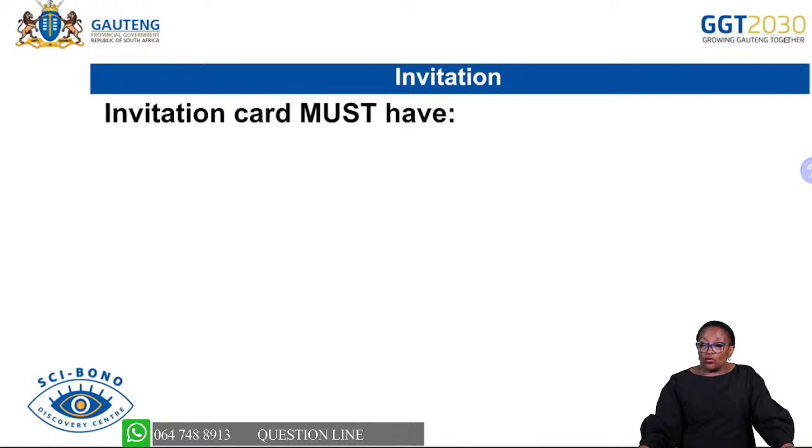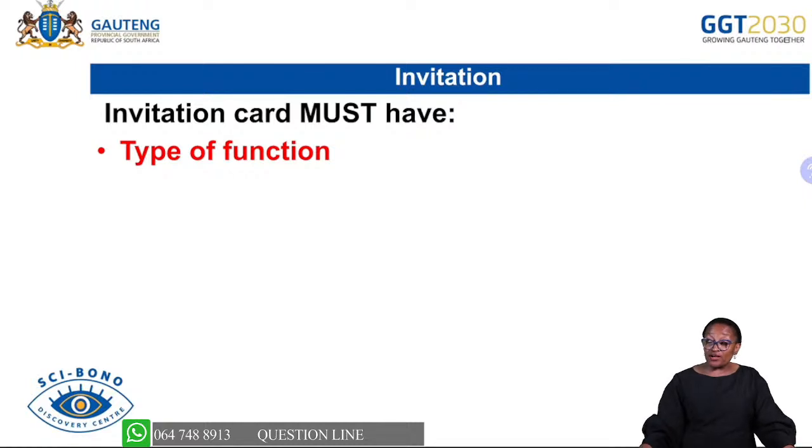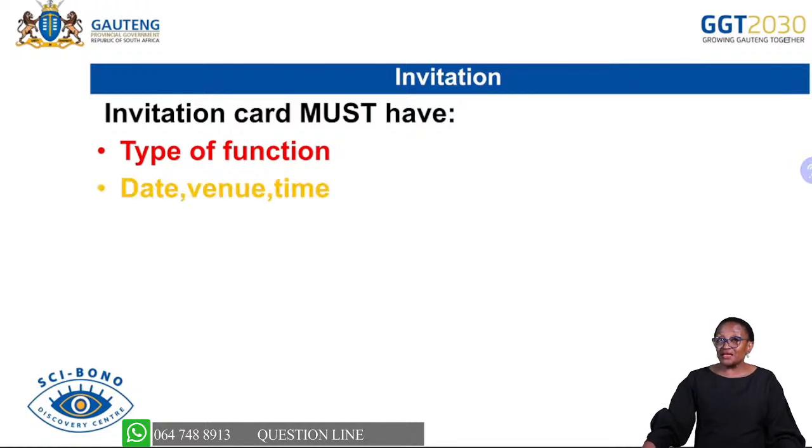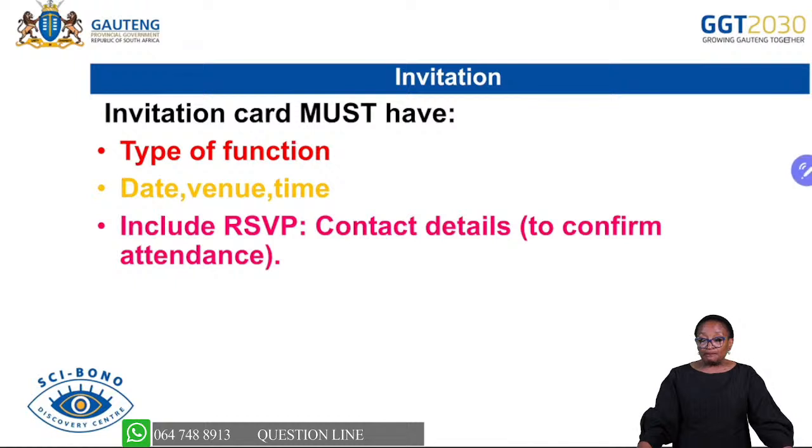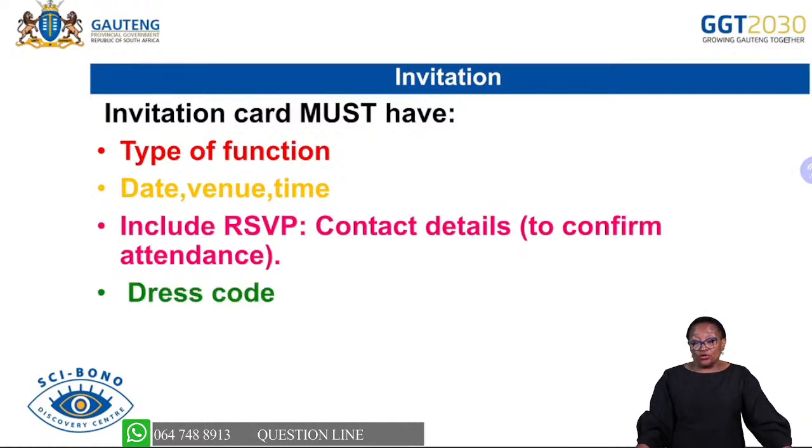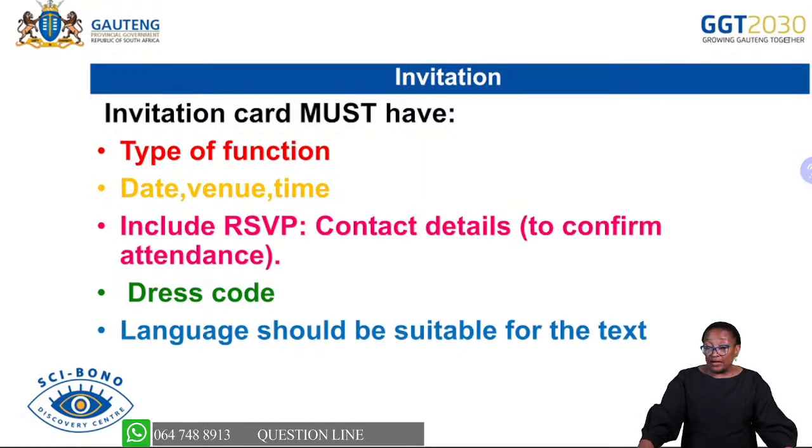So, what are the must-haves in an invite? The type of function, date, venue, time. You also need to include RSVP contact details to confirm attendance. You also need to include the dress code. The language should be suitable for the text.